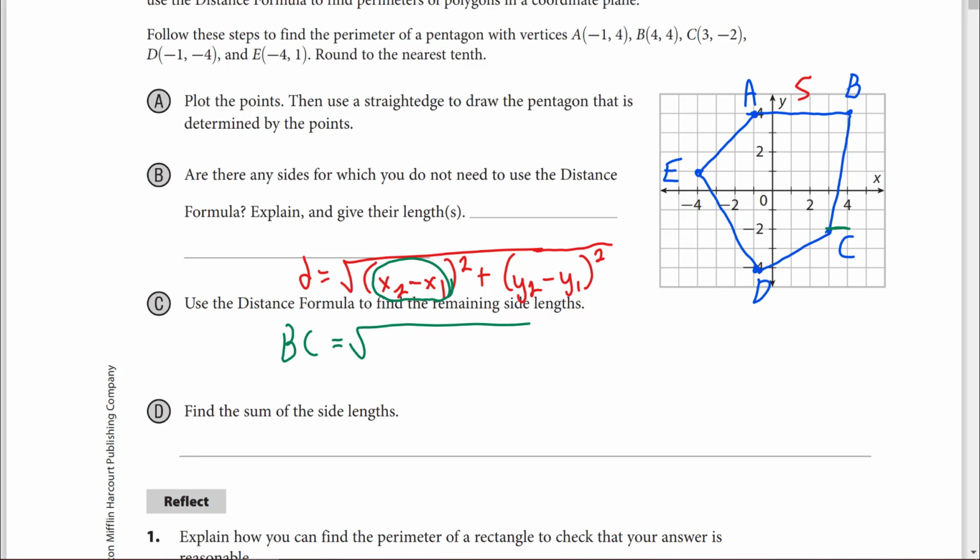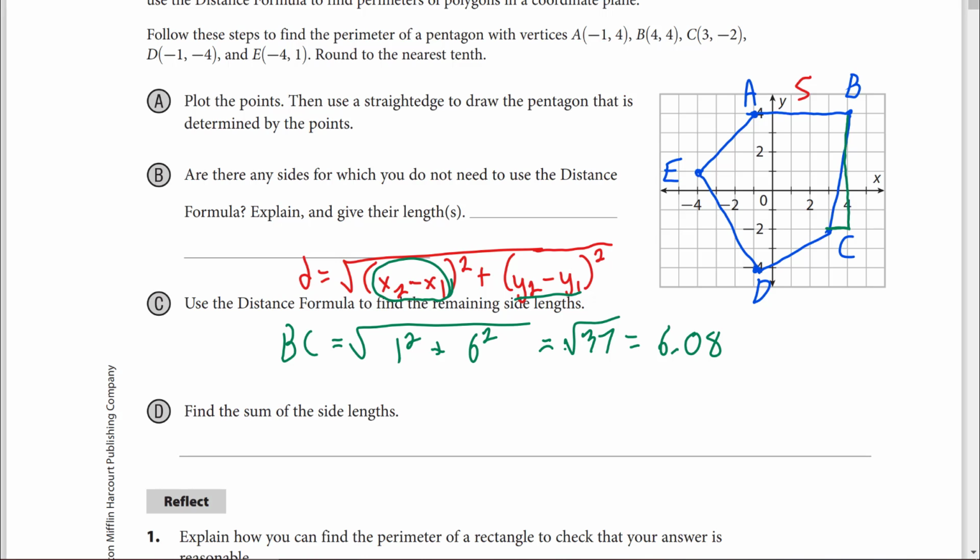So I could just write 1 squared. And then for the y, it's how far up I went, which would be 1, 2, 3, 4, 5, 6. And I get the square root of 37, which you could plug into your calculator. And I get, for this one, we're going to round to 2 decimals for all of these problems. So BC is 6.08.